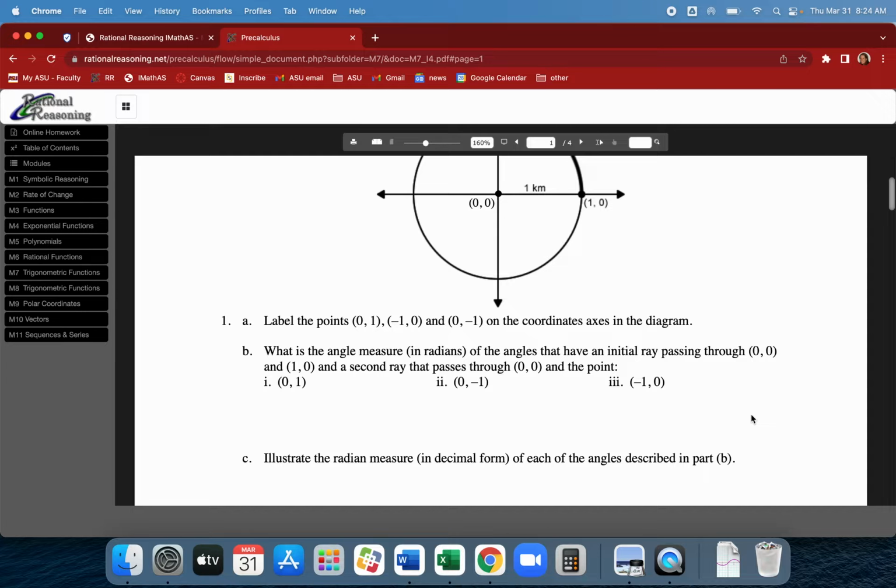Remember, pi is not a unit. It's very easy to think of it as a unit, and if you see it tagged on to the end of numbers, pi is 3 point something.